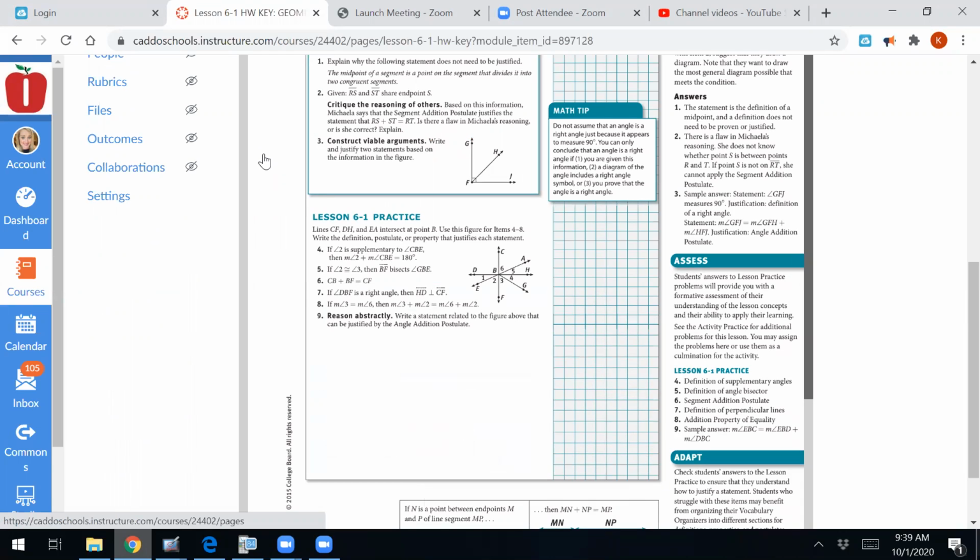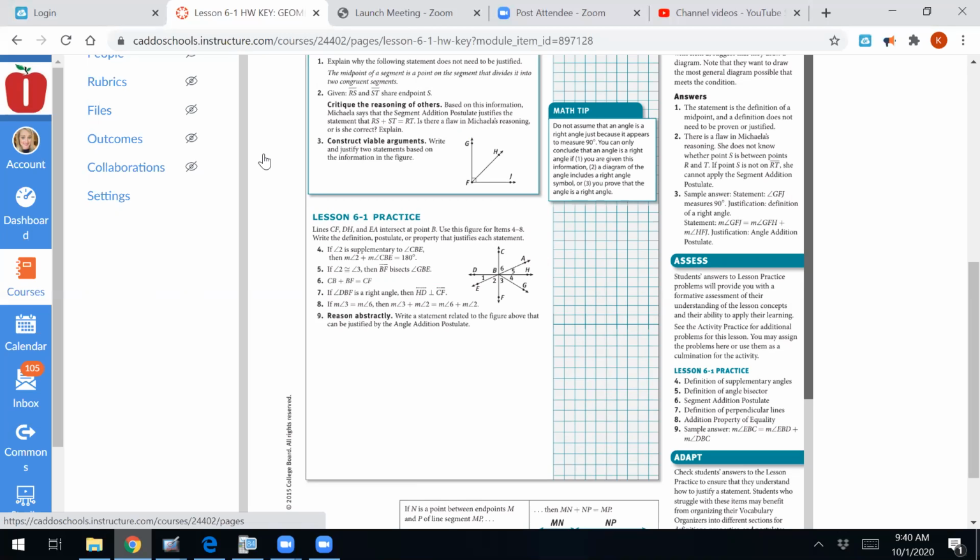Number 6, CB plus BF equals CF. Little plus little equals big. That is the segment addition postulate. Number 7, if angle DBF is a right angle, then line segment HD is perpendicular to line segment CF. That is definition of perpendicular lines.